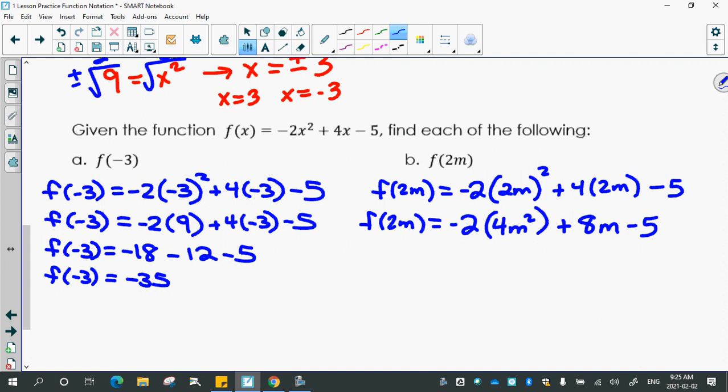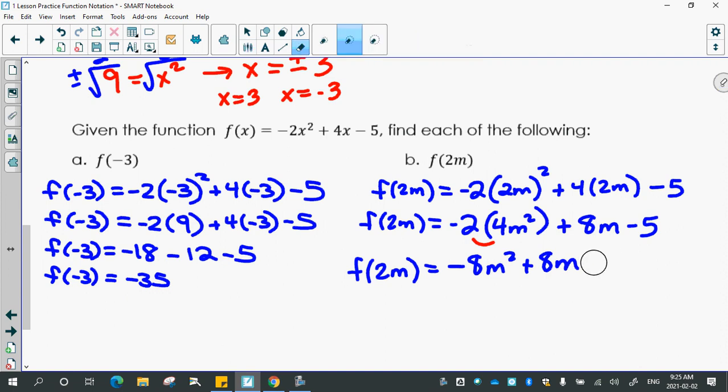But I'm not done because I still have to do this multiplication here. Remember to use BEDMAS so that you square before you multiply. That's another error. Oops. And then you have to realize that you can't go any further than this. I know it's tempting because all the other ones we've been doing had just a number answer. But we've got a term that has an m squared ending, an m ending, and a plain number. So none of them are like terms, so you can't go any further than that. So that's f at 2m. Okay?